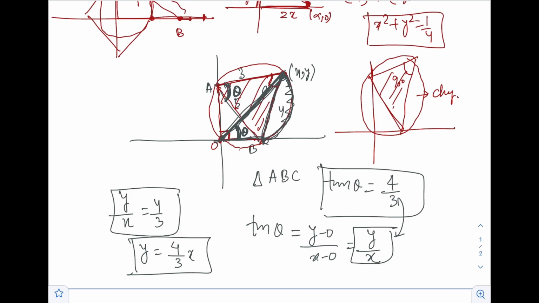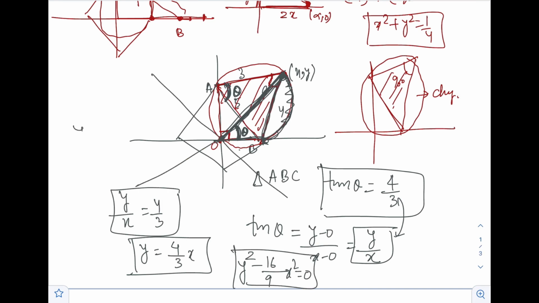We'll also see the animation of this. If the triangle is sliding in other quadrants also, we'll have other lines as well. So the equation will become y square minus 16 by 9 x square equal to 0, because then the locus will be this entire line, right? So that will become y equal to plus minus 4 by 3 x.